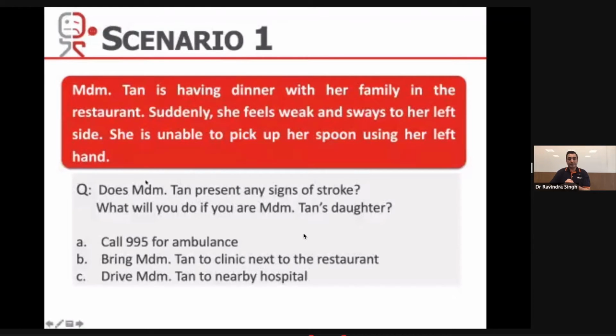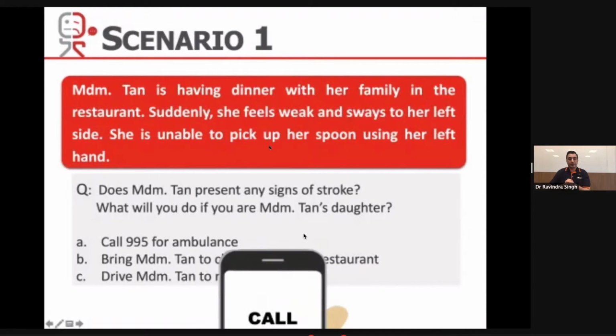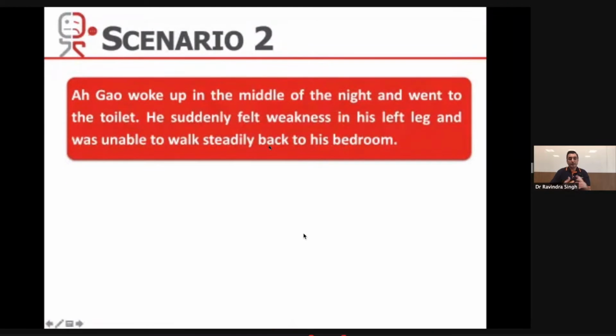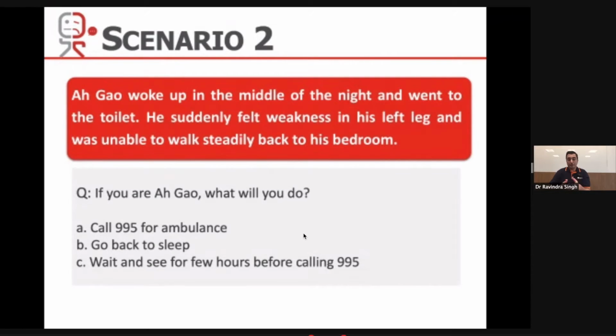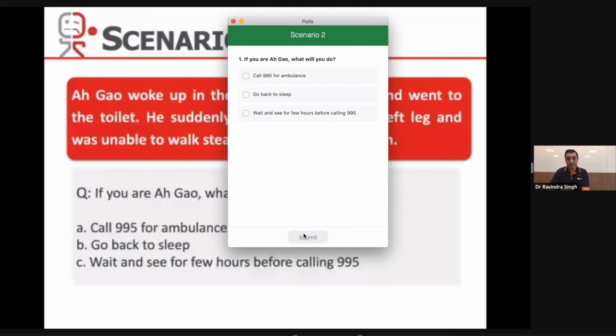So we have the next scenario now. Aga woke up in the middle of the night and went to the toilet. He suddenly felt weakness in his left leg and was unable to walk steadily back to his bedroom. So, what should be done? If you're Aga, what will you do? Call 995, go back to sleep, or wait and see for a few hours before calling 995? Let's see your responses again.